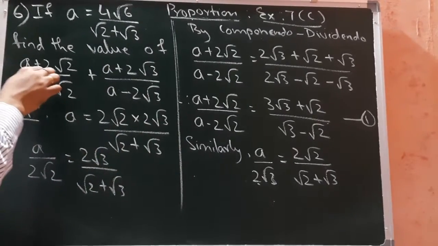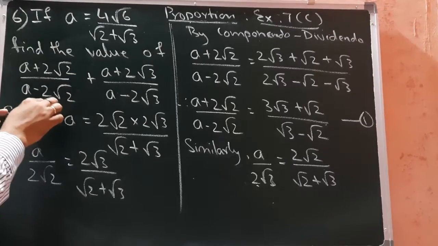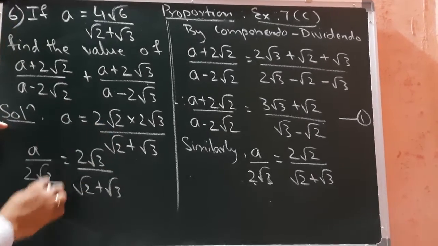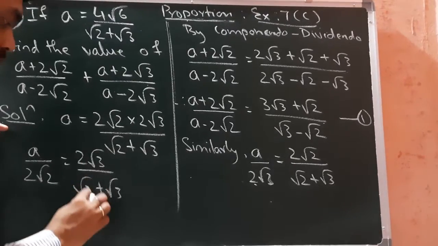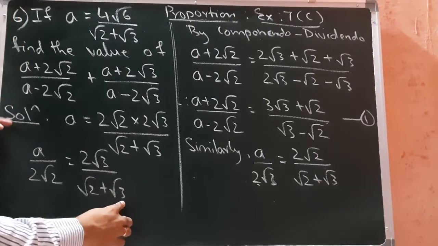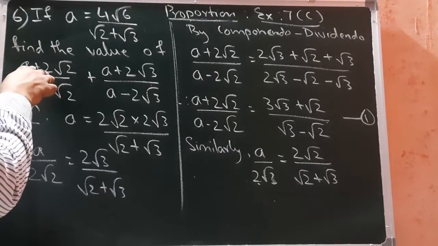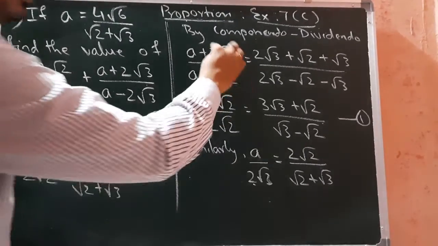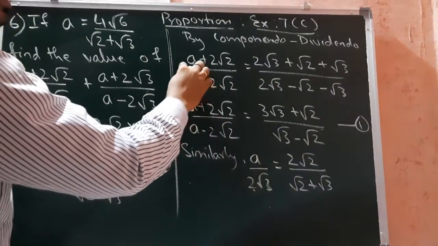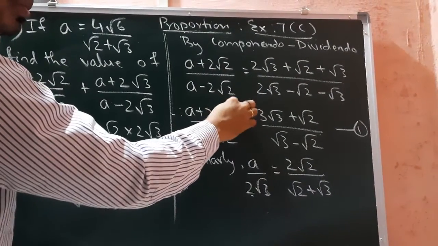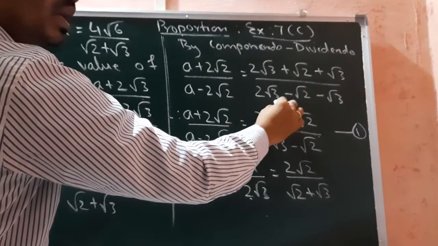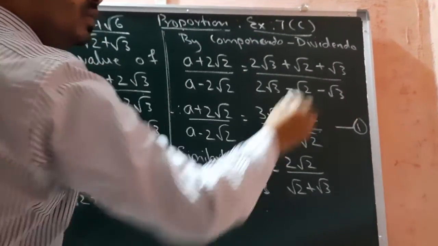Now here we have a plus 2 root 2 upon a minus 2 root 2. If I bring 2 root 2 down, it becomes a upon 2 root 2 is equal to 2 root 3 upon root 2 plus root 3. Now we want a plus 2 root 2 upon a minus 2 root 2, which means we use the property of componendo and dividendo. So we get a plus 2 root 2 upon a minus 2 root 2, which is equal to 2 root 3 plus root 2 plus root 3 upon 2 root 3 minus root 2 minus root 3.